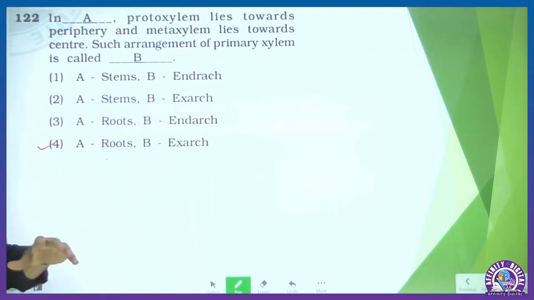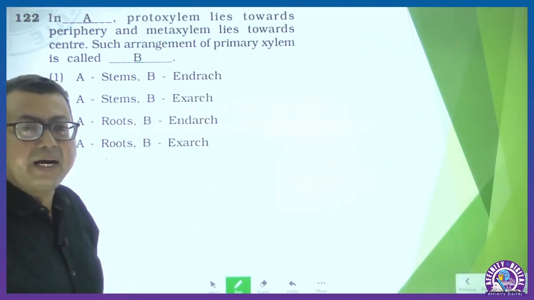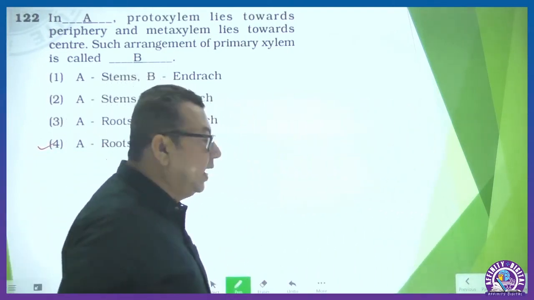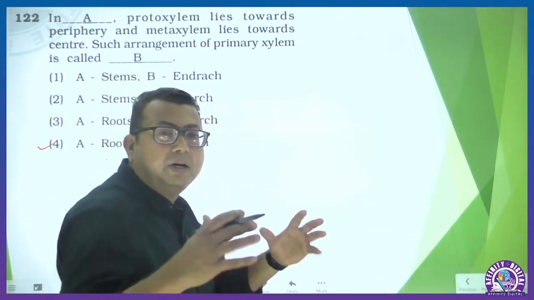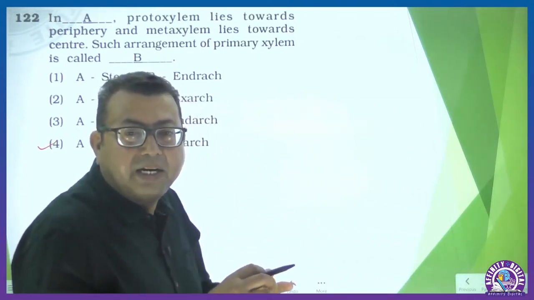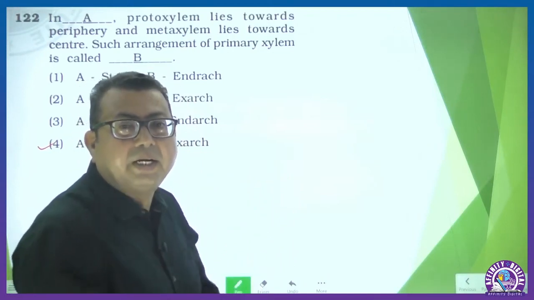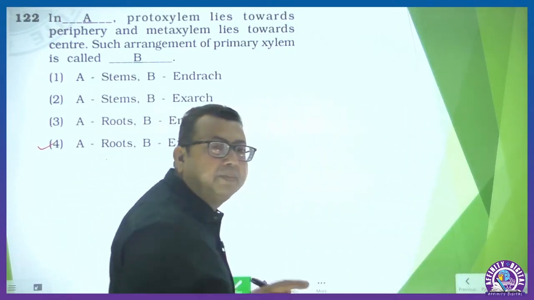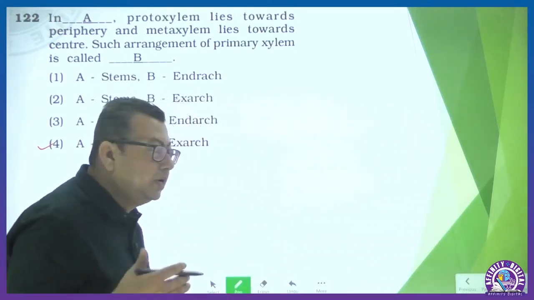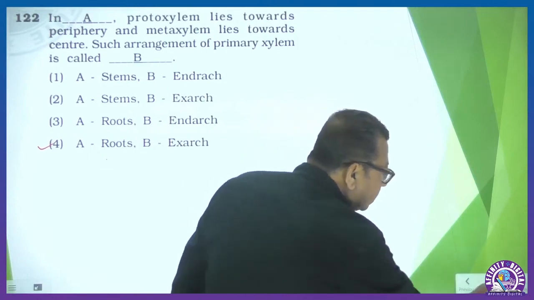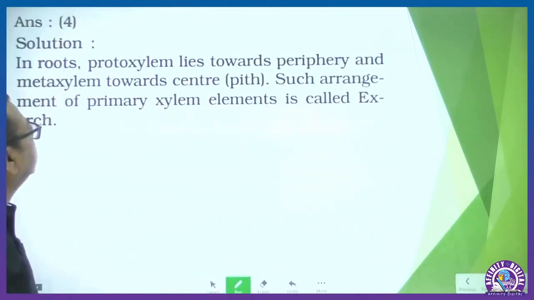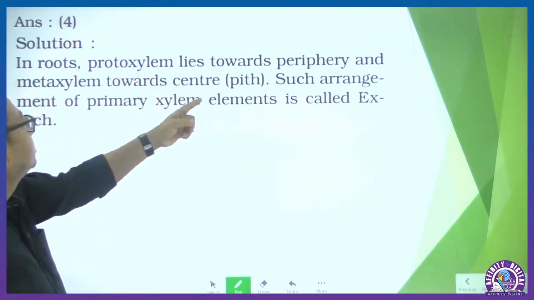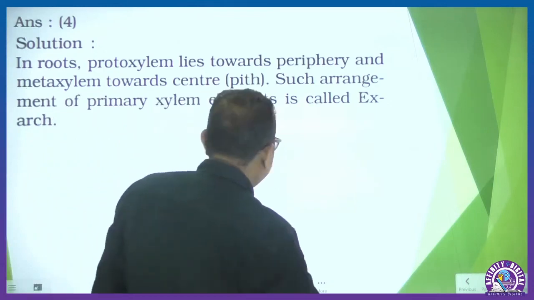So in all roots, primary xylem is exarch, and in all stems, primary xylem is endarch. Endarch matlab protoxylem near the center, metaxylem away from the center, towards the periphery. Usko bolta hai endarch. Endarch primary xylem is found in all stems, dicot stem as well as monocot stems. Next question. They have option me, protoxylem lies towards the periphery, such an arrangement of primary xylem is called exarch.